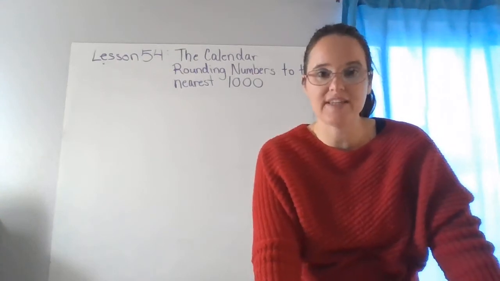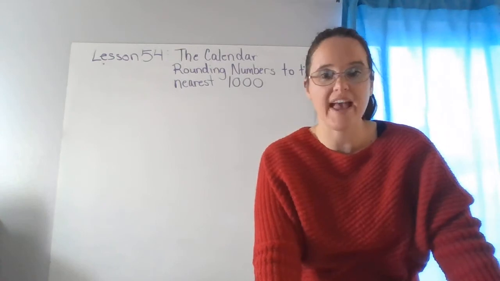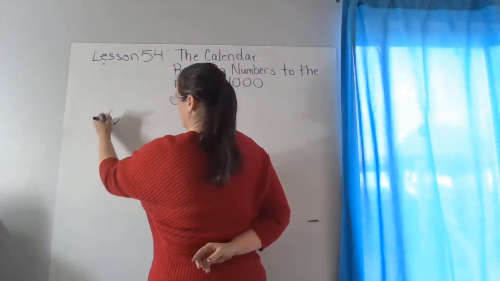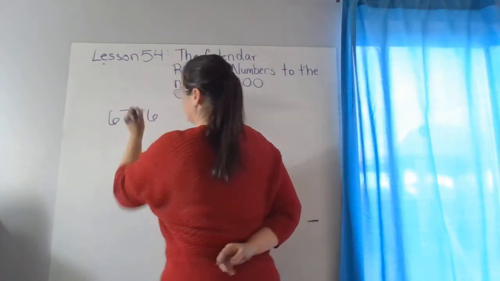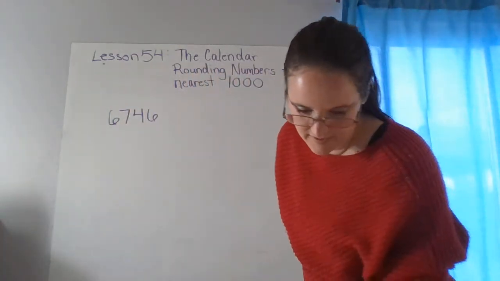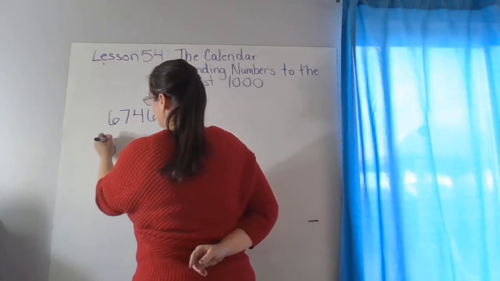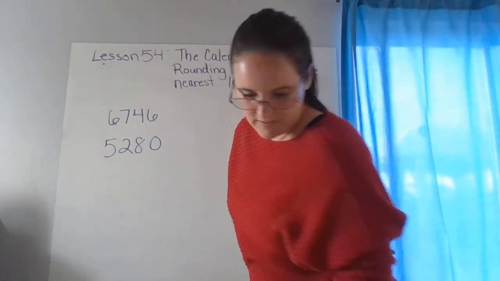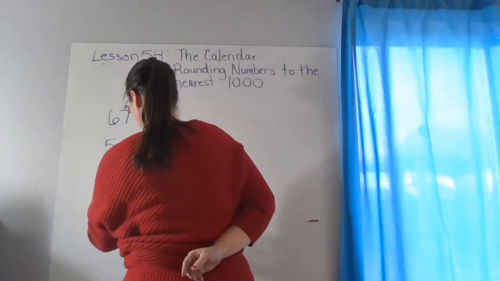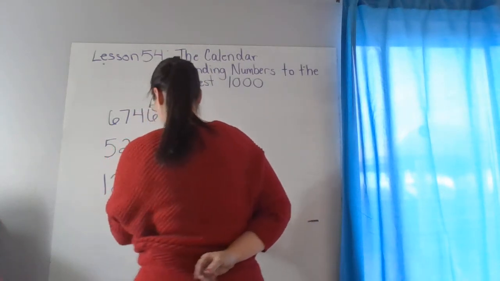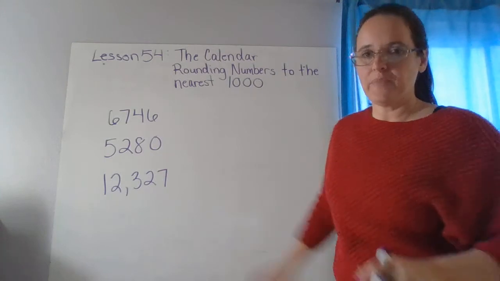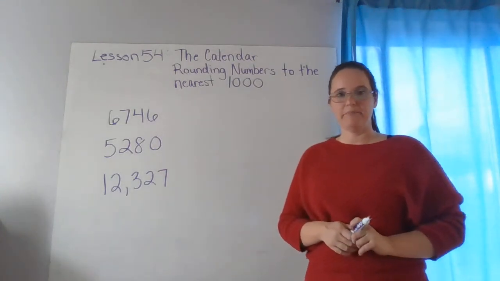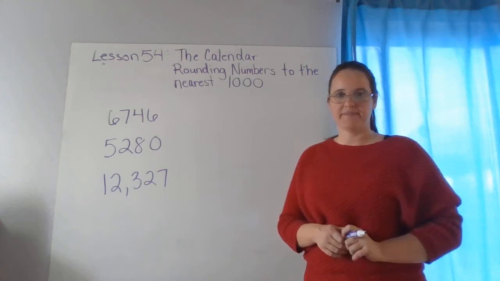All right, the next problems, you are going to practice rounding. You are rounding to the nearest 1,000 for every single one of these problems. There's the first one. Okay, round to the nearest 1,000. Hit pause while you work on that. Hit play when you're ready to go over the answers.